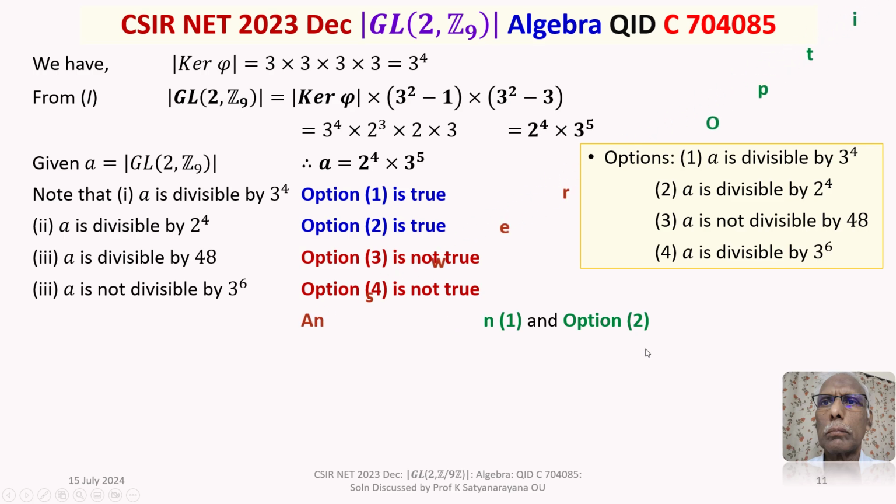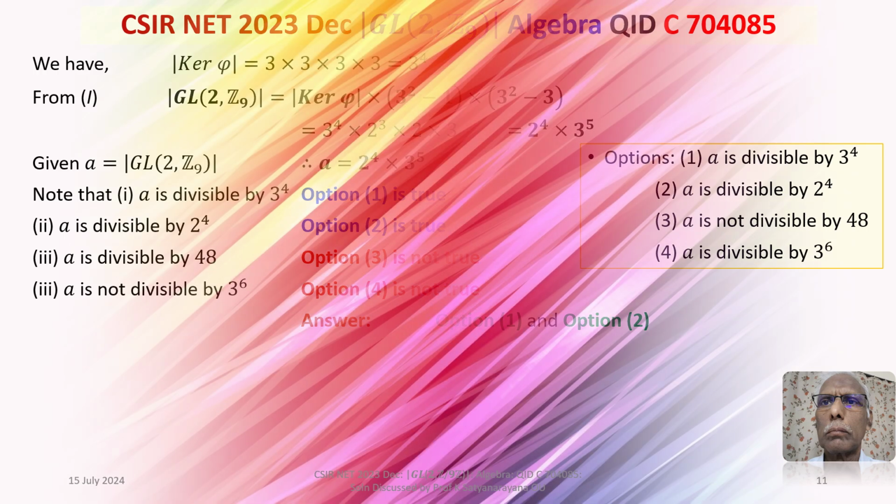And that is the detailed discussion of the solution of the problem on the order of GL2Z9. And I have already told you that this is beyond the comprehension of a fresh postgraduate. And I rate it as a very, very difficult question. Right. I am sure that you have understood the solution of this problem.